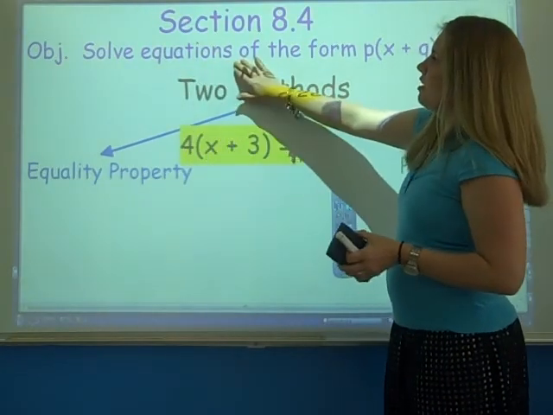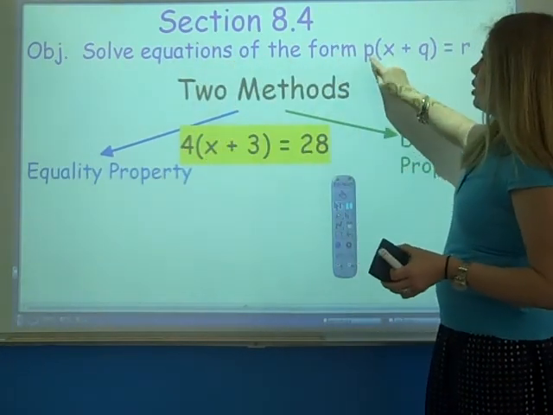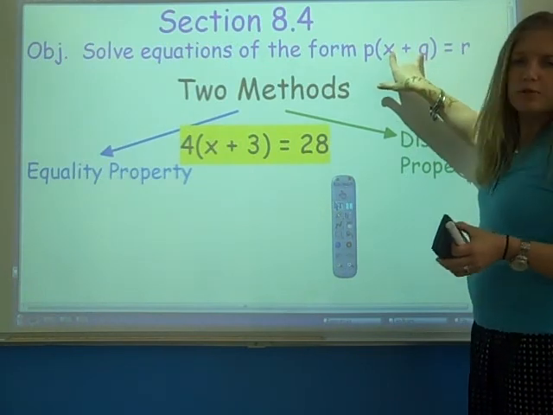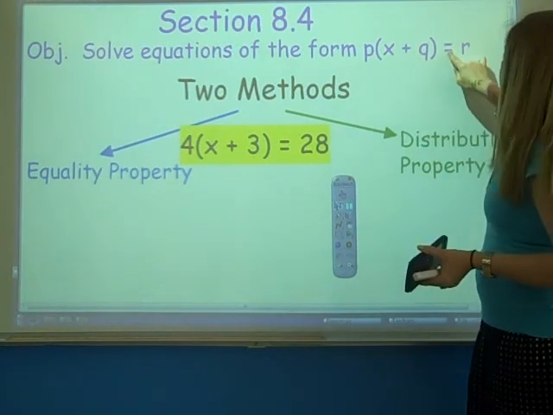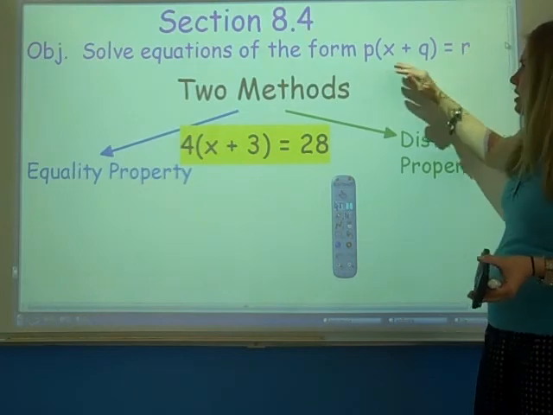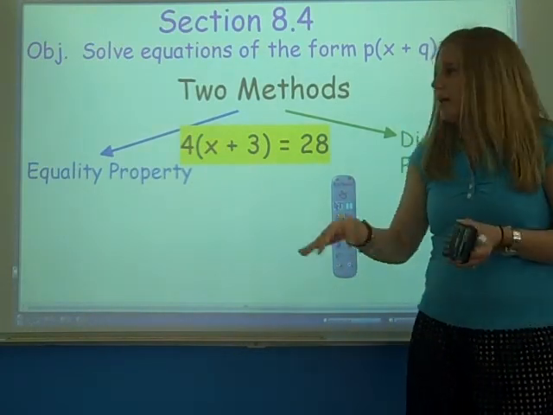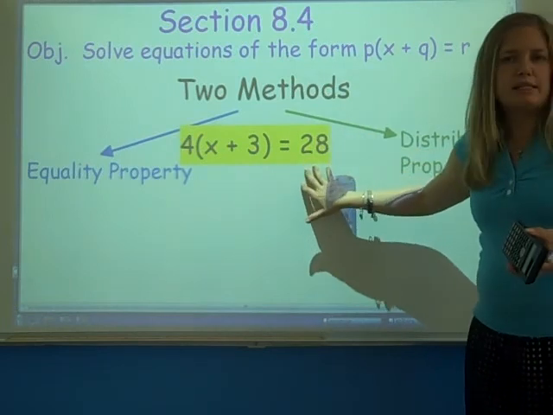This is involving solving equations of the form where we have a number outside, we have parentheses, some numbers inside the parentheses, and it equals another number. So this is the form that it will be. It looks like the distributive property, so we're going to talk about it. I'm going to teach you two different ways to solve these kinds of problems.